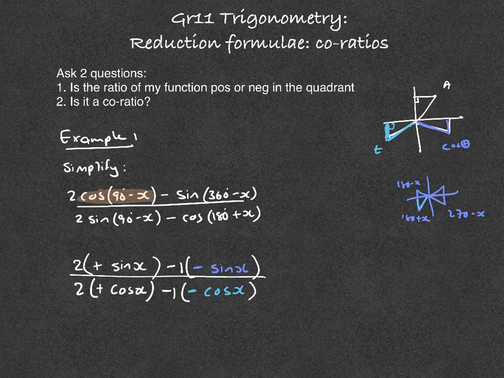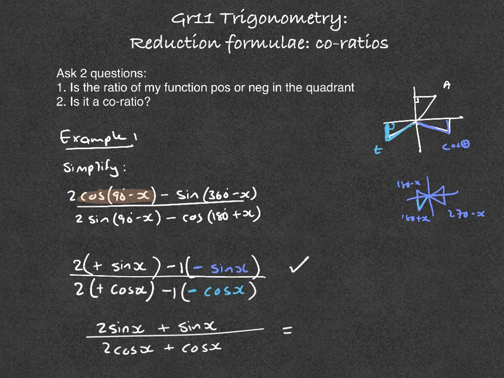Okay, and now it's just a bit of simplification. So this is the most crucial part, right? The rest will get better the more identities we do. Okay, so let's go for it. So we've got 2 times positive sine x is 2 sine x. Then we've got minus 1 times minus sine x is plus sine x. And then on the bottom, the denominator, we've got 2 times positive cos x is equal to 2 cos x. And minus 1 times minus cos x is plus cos x.